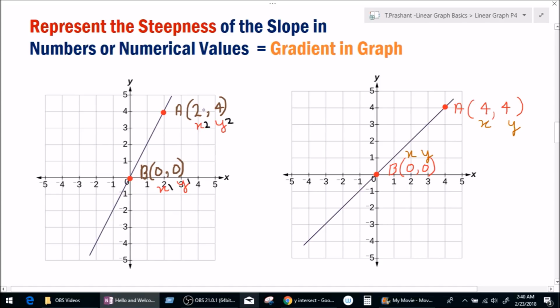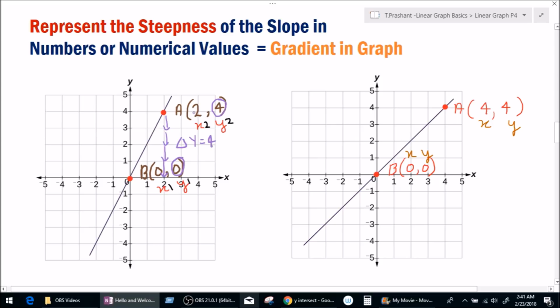So let's have a look at change in y. At first y was 4, and then y came back to 0 at the second point. At point A the value of y is 4, and at point B the value of y is 0. It means y has declined 4 units. So the change in y will be 4. Delta y equals 4 units, because y just dropped down to 0 from 4.